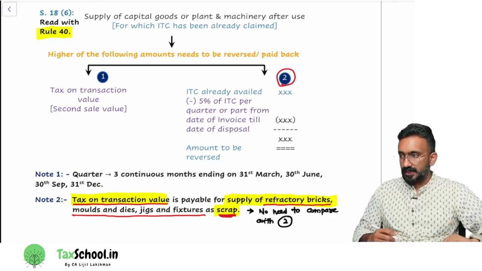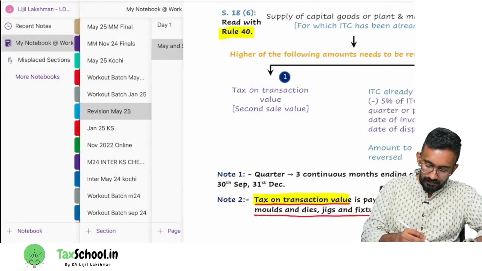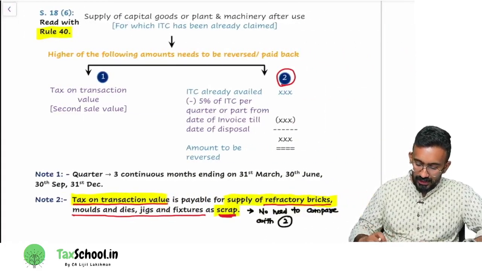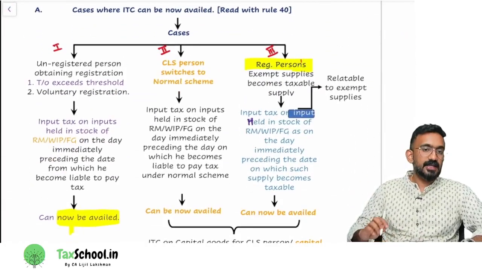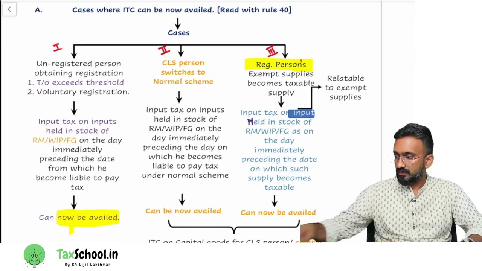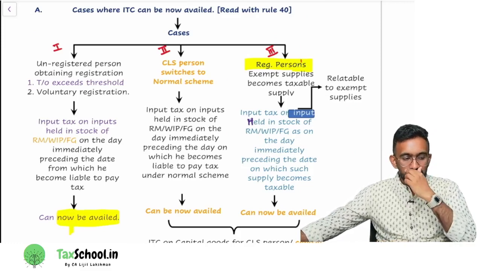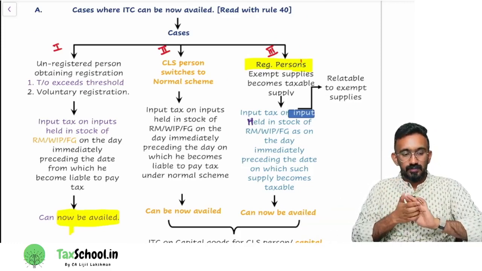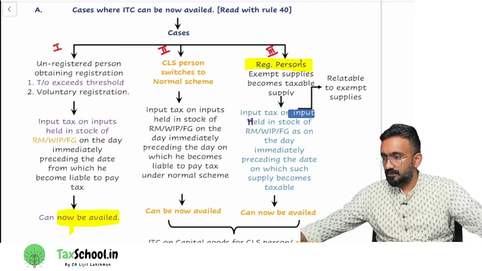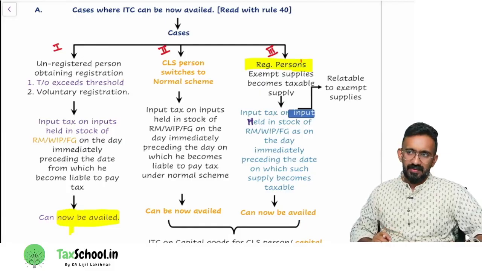All right, perfect. Now let's move to the next discussion on section 18. Section 18 talks about cases of availing ITC and reversing ITC. Okay, let's look at what are the cases of availing and reversing ITC.